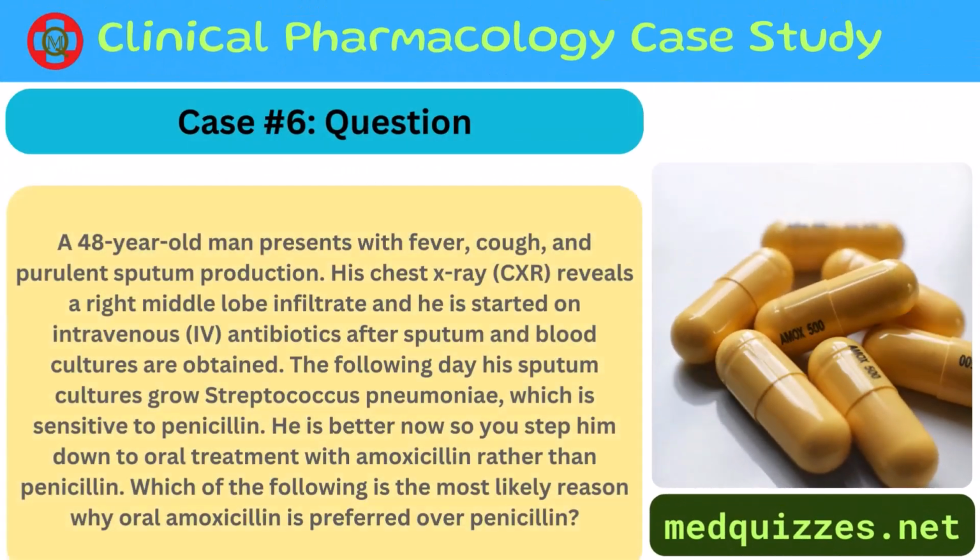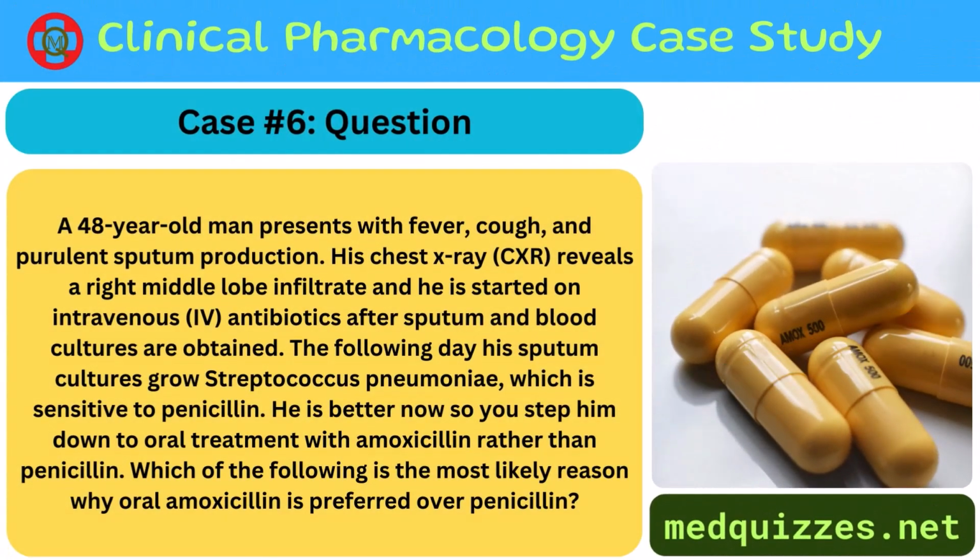Case number 6. A 48-year-old man presents with fever, cough, and purulent sputum production. His chest X-ray, CXR, reveals a right middle lobe infiltrate, and he is started on intravenous antibiotics after sputum and blood cultures are obtained. The following day his sputum cultures grow Streptococcus pneumoniae, which is sensitive to penicillin. He is better now, so you step him down to oral treatment with amoxicillin rather than penicillin. Which of the following is the most likely reason why oral amoxicillin is preferred over penicillin?